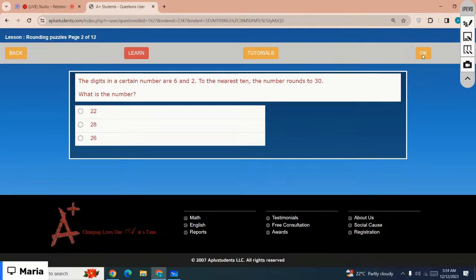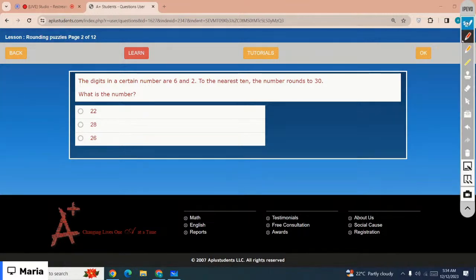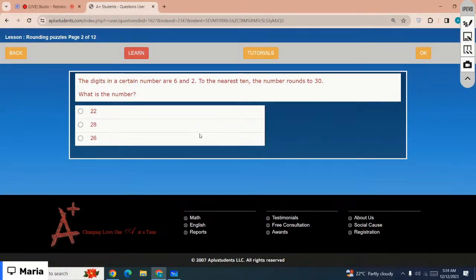Which two numbers can you make from 6 and 2? No one is answering the questions I am asking. The numbers you can make from 2 and 6 are 62 and 26. Which number is rounded to 30? 26 is rounded to 30, so the correct option is 26.